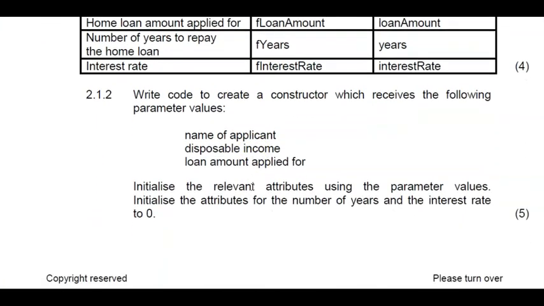So now they say we have to write a constructor that receives the following parameter values. They made it easy for us to tell us exactly what we need to do. These are the 3 values that we're receiving as parameters. We need to initialize the relevant attributes, the ones you declared there at the top. And then we need to initialize the number of years and the interest rates to 0. So press pause and try it yourself.